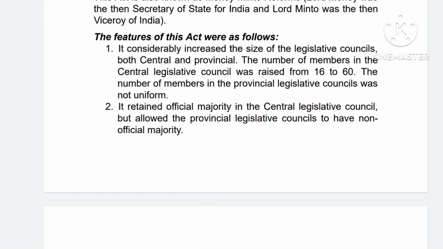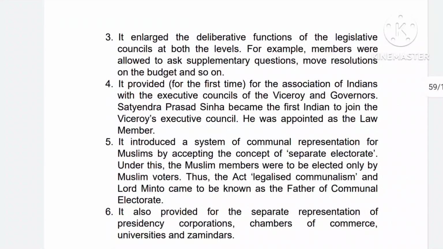Number 2. It retained official majority in the Central Legislative Council but allowed the provincial legislative councils to have non-official majority. Number 3. It enlarged the deliberative functions of the legislative councils at both levels. For example, members were allowed to ask supplementary questions, move resolutions on the budget, and so on.